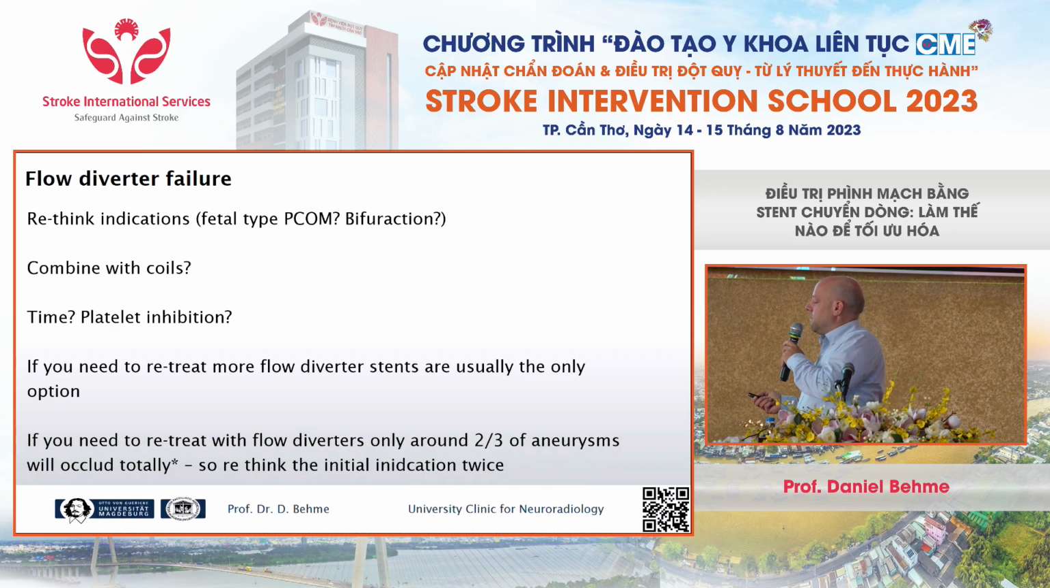And then there's one more thing. If you take a look at the literature, the problem is that even if you use flow diverters to retreat failure after initial flow diversion, you will have very, very low rates of complete occlusion, because usually the reason for the non-working flow diverter will not go away. If you take a look at this fetal PCOM, the aneurysm is still there, you put a second flow diverter, the fetal PCOM will remain. So there will still be a strong flow, and that's the reason why this retreatment of initially failed flow diversion usually is not so super successful.